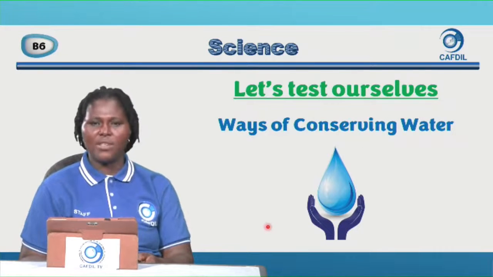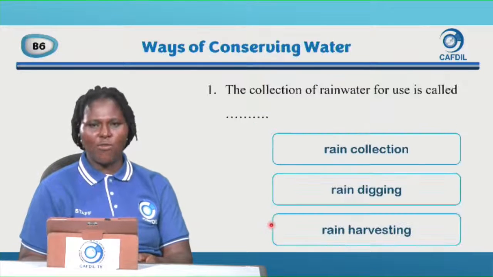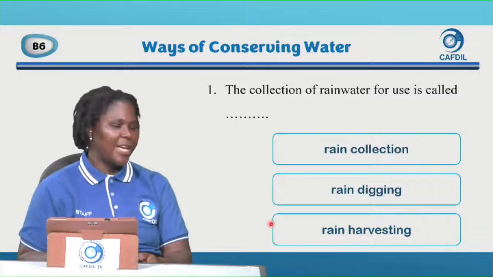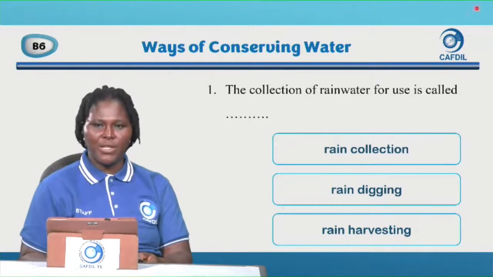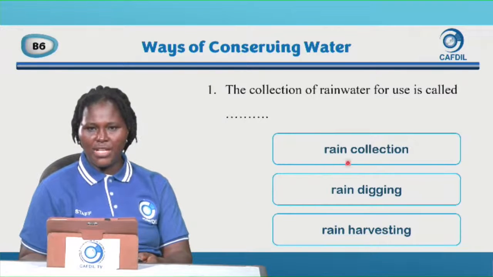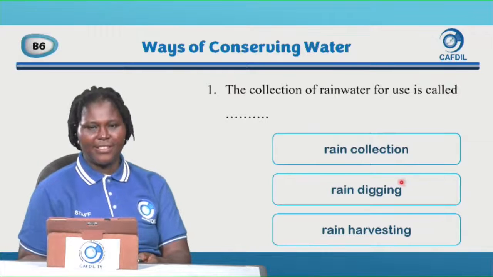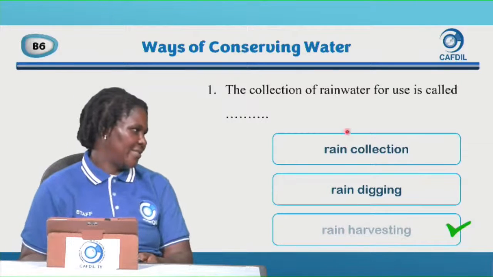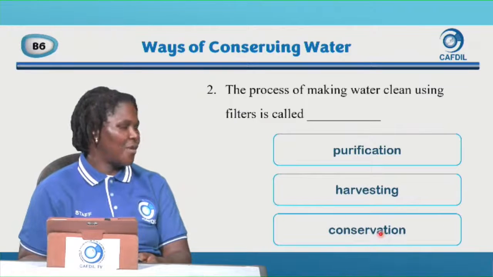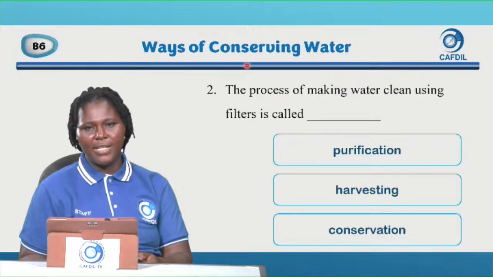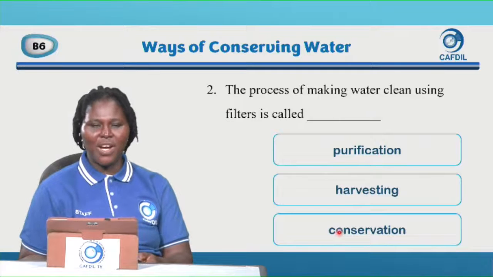Now we are coming to test ourselves on ways of conserving water. The first question says, the collection of rainwater for use is called rain collection, rain digging, or rain harvesting. Which one is the answer? Rain harvesting. Good. Second question, the process of making water clean using filters is called purification, harvesting, or conservation. Which one is the answer?